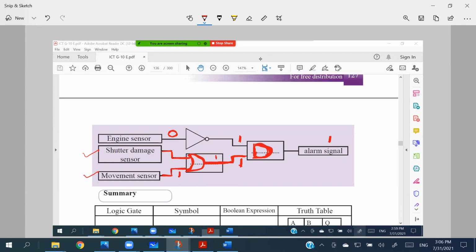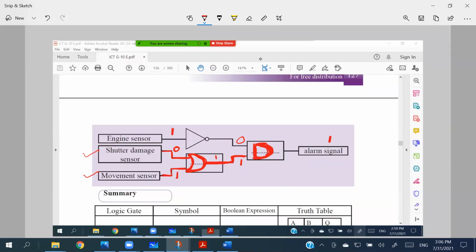If there is no damage to the shutter, it gives 0 here. As for the movement sensor, if the engine is on, the car still moves, right? So it is given 1 over here, right? So anyway it's going to receive 1 over here. Then if the engine is off, 1 is received here. If the engine is on, this receives 0, right? So the correct answer should be an OR gate over here and the AND gate over here.